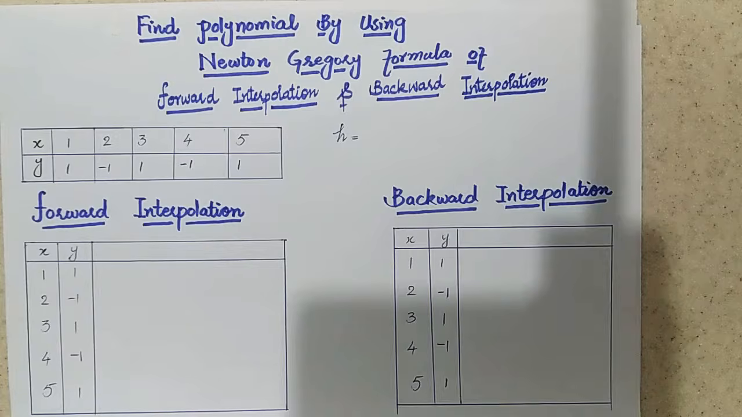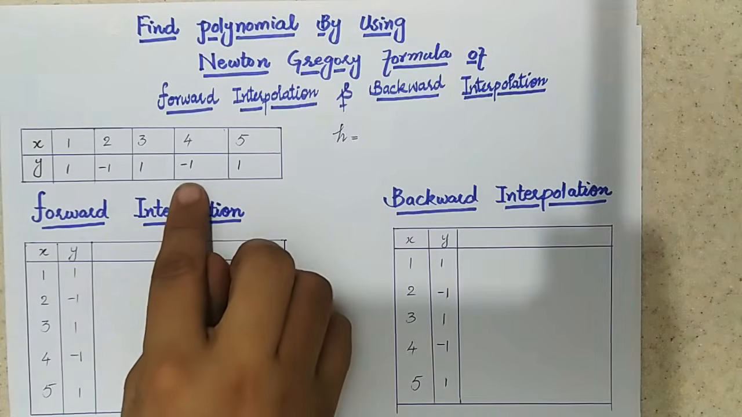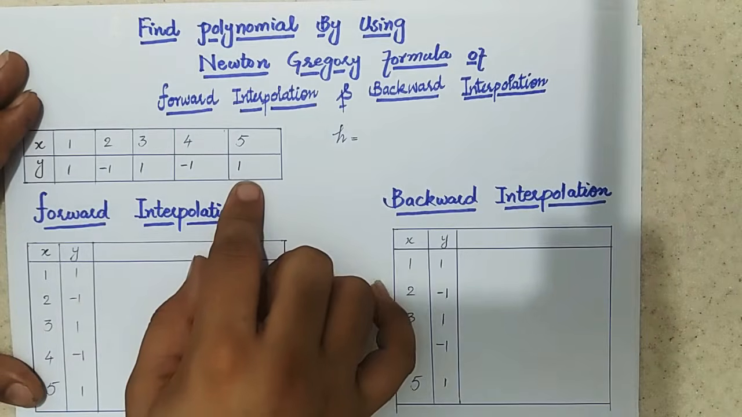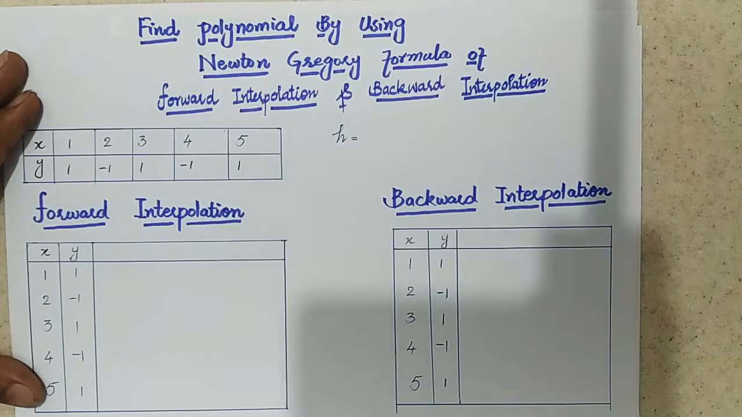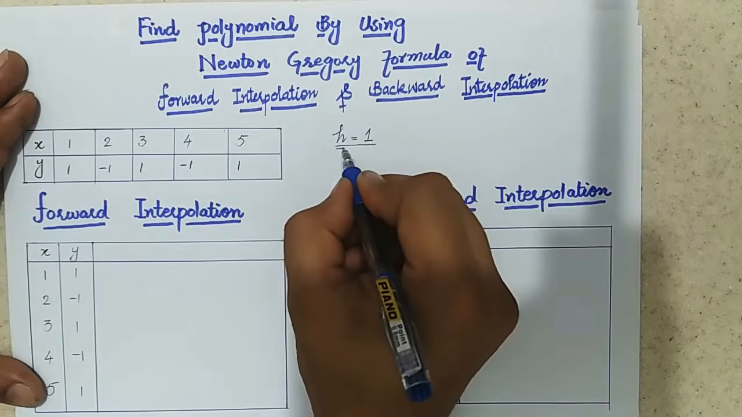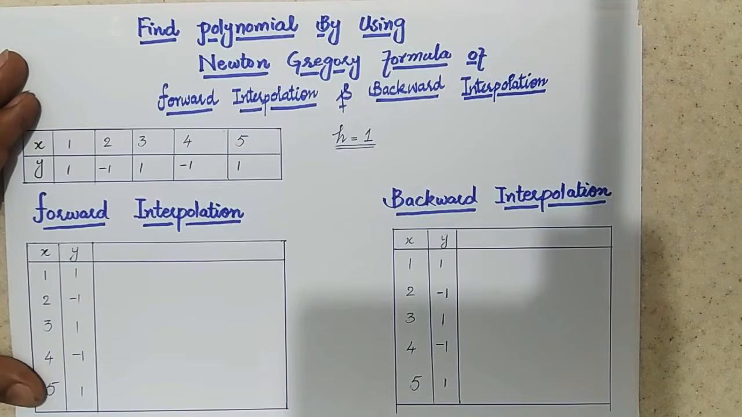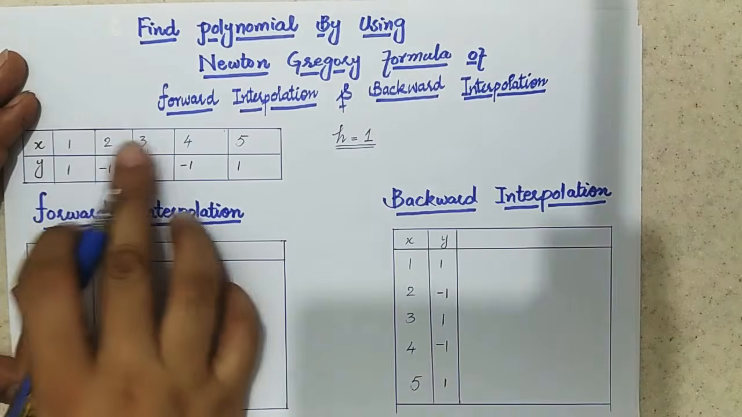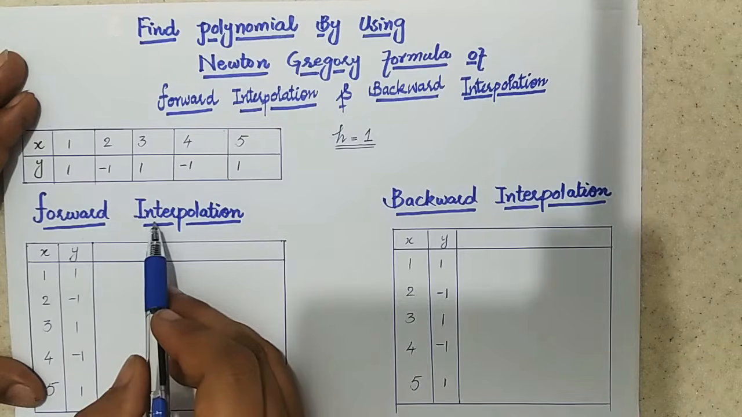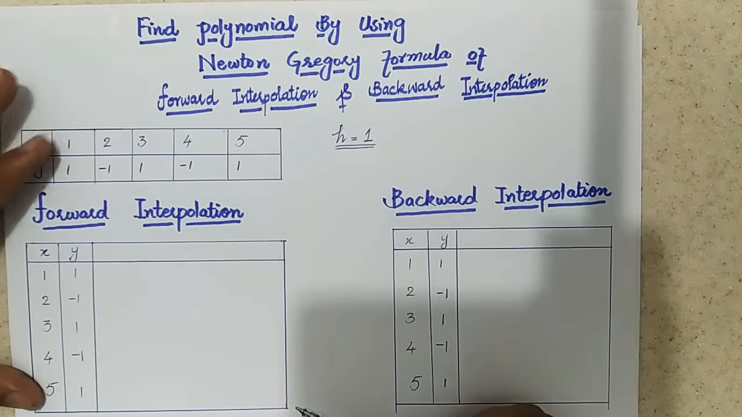Students, we will discuss how from the forward interpolation and backward interpolation formulas we can find the polynomial of the given data. The given data consists of 5 terms. For 5 values of x there exist 5 values of y, and the length of each interval is 1, because the Newton-Gregory formula is used for equal intervals. So the length of each interval is 1: 2 minus 1 is 1, 3 minus 2 is 1, 4 minus 3 is 1, 5 minus 4 is 1. Now for the forward interpolation table and backward interpolation table.